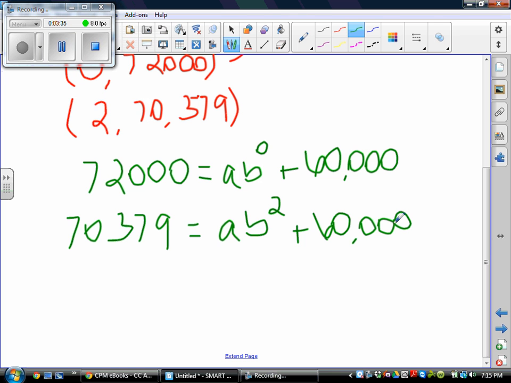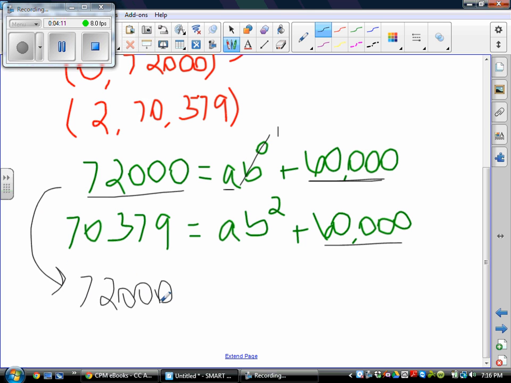So first thing, I can't start canceling things out or dividing right now because I have this number in both of these. If that was gone, then I could divide both of these values. Now something we also know is that anything to the 0th power is worth 1. So this tells me right away I have 72,000 equals a plus 60,000. So if I solve that one, I take 72,000 and subtract 60,000, which tells me a equals 12,000.